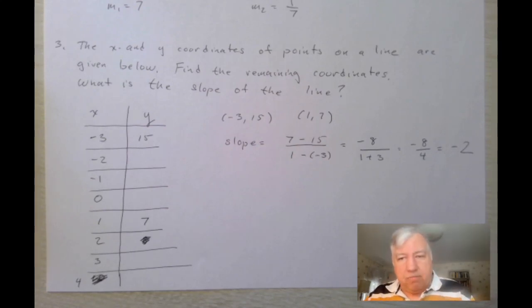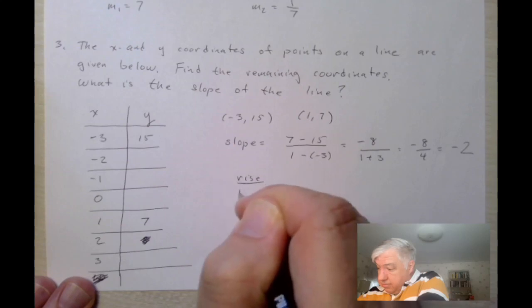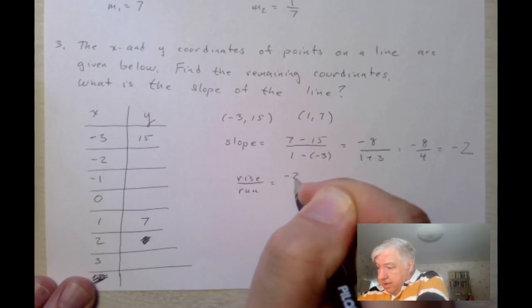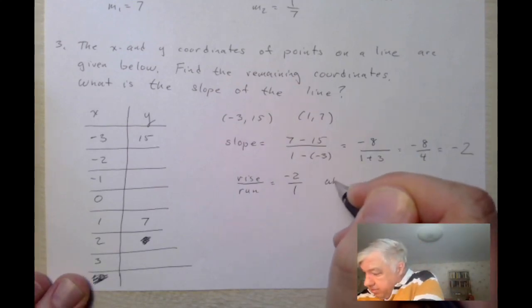Now, what this means is, our rise over run is negative 2 over 1. That means for every 1 unit we go over to the right, we're going to go down 2. Okay, which means that y is going to decrease by 2 when x increases by 1.